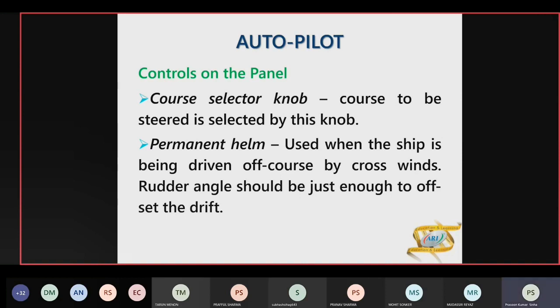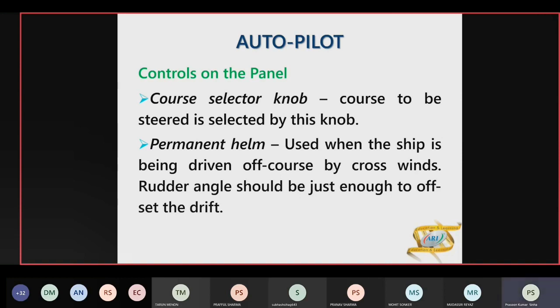There is another control provided for permanent helm. Like we have seen, बहुत लोगों ने, आप लोगों ने यूज तो नहीं किया है इसको. अगर बार बार शिप ऑफ कोर्स जा रही है, ऑफ ट्रैक हो रहा है, तो आप ऑटो पायलट में सेटिंग चेंज कर देते हैं. 320 जाना है, 320 जाना है तो 322 कर दिया, 323 कर दिया. 3 डिग्री के ऑफसेट पे है तो 320 पे चलेगा.